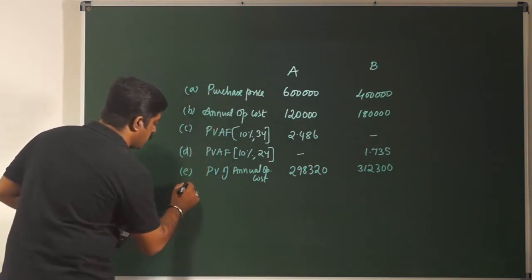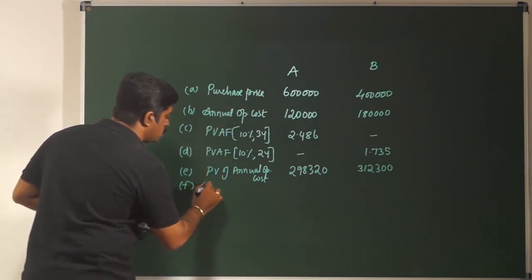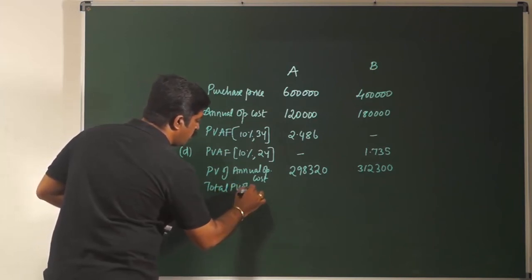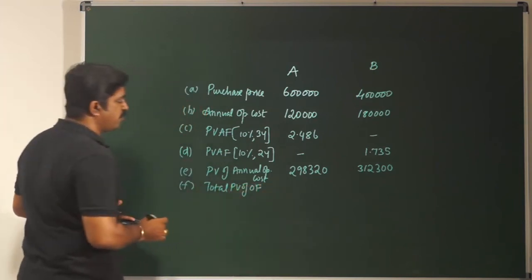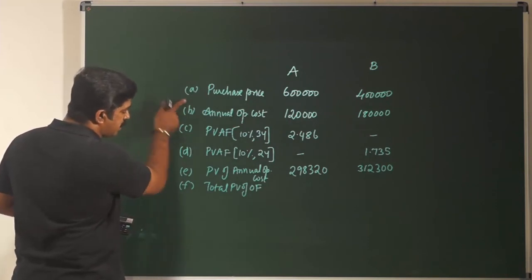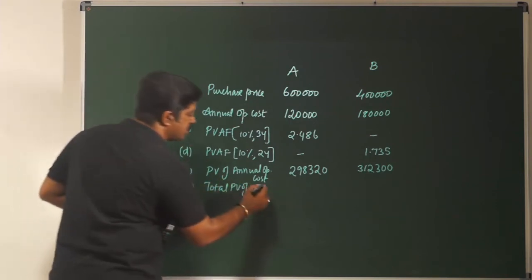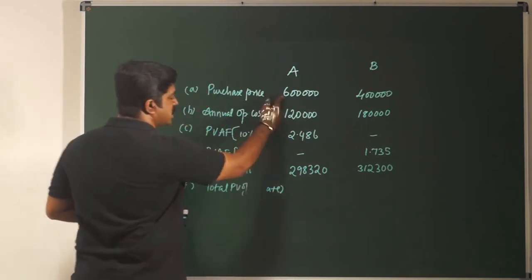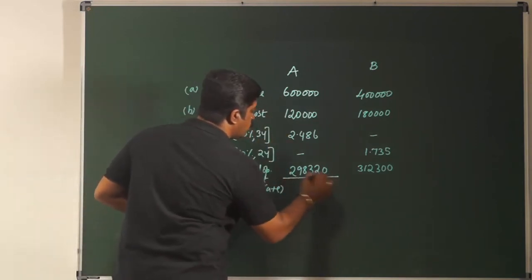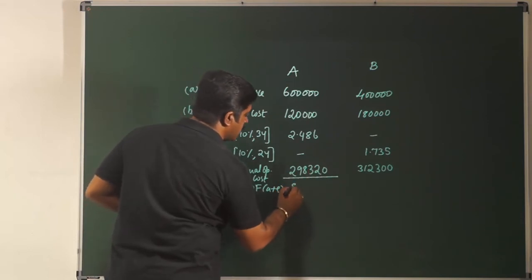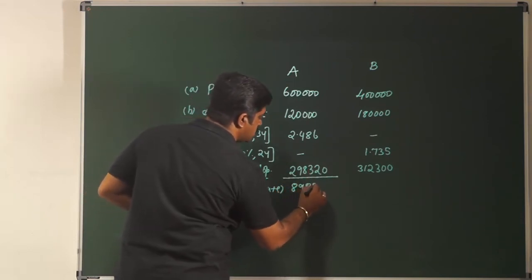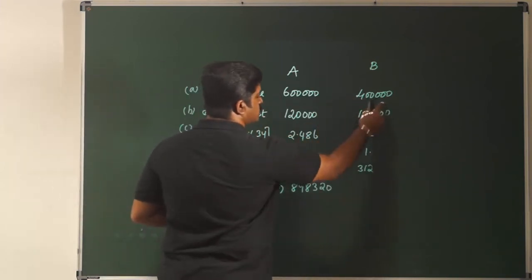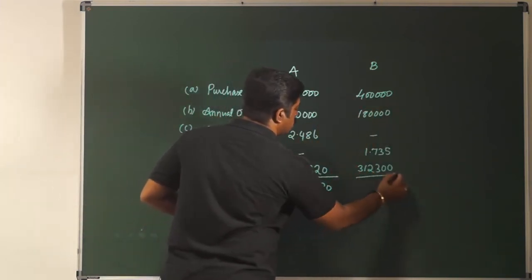Okay. So item number F, total PV of outflows. Total present value of outflows, it is simple. It is item number A plus item number E. So it is 600,000 plus 298,320, so it is 898,320. And here it is 400,000 plus 312,300. So it is 612,300.